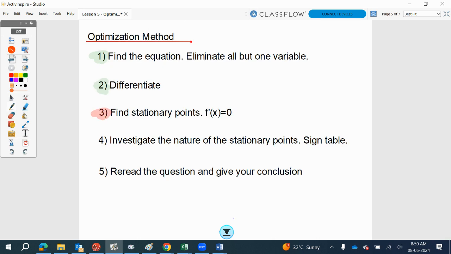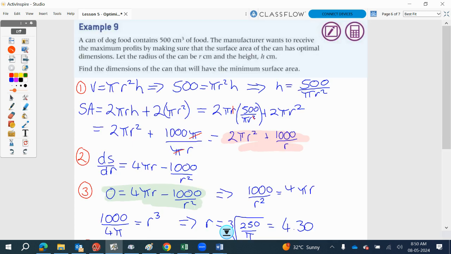So our last step, step 5, is to reread the question and see what it is after all this work we were actually meant to be doing. So let's go back to the question. A can of food contains 500 centimeters cubed. The manufacturer wants to receive maximum profits, making sure the surface area can be optimal. Let the radius be r and the height h. Find the dimensions of the can. So have we answered the question? No, we've half answered it. What have we not found? The height. We have to find the height.